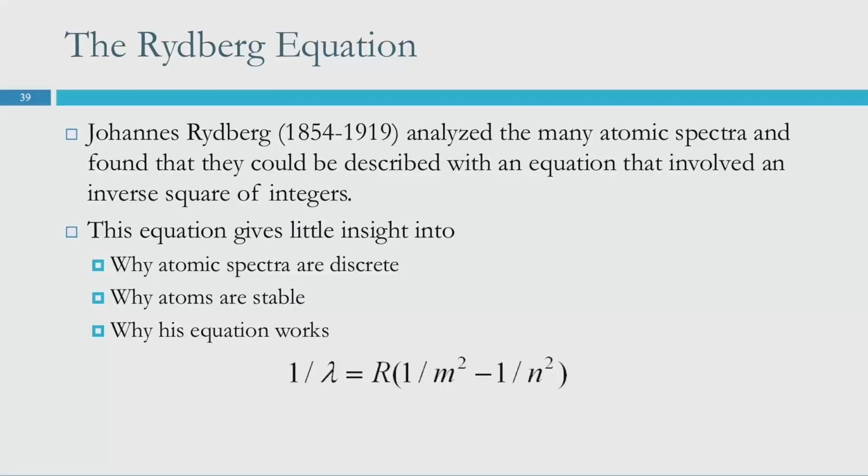Okay, so people in the past have looked at these emission spectra and thought, wow, that's really weird. That's interesting, the way that they're spread out, where those lines show up, what wavelengths those correspond to. And Johannes Rydberg analyzed a lot of those atomic spectra and found out that they could be described with an equation that involves the inverse square of integers. Which sounds scary. It's not quite as scary as it sounds, I think. But this equation gives us a little insight into why those atomic spectra are discrete.